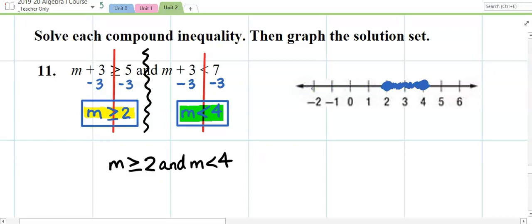The only way I can be greater than or equal to 2 and less than 4 is if I'm right here in the middle. I made a silly error again. That needs to be an open dot on 4 because it's strictly less than.